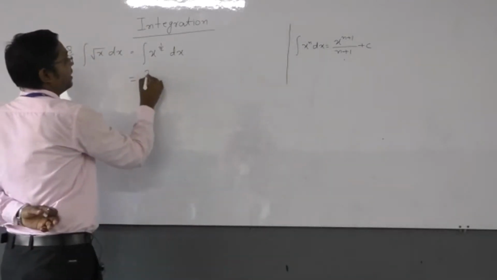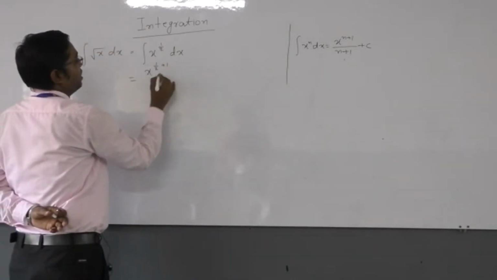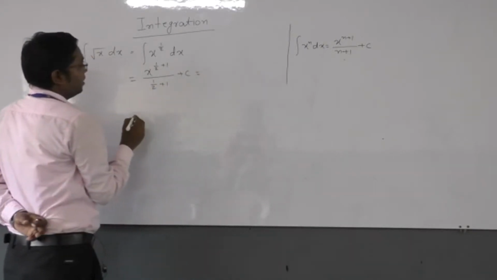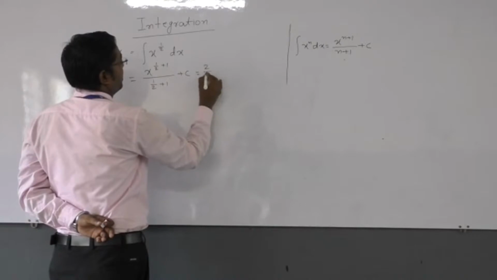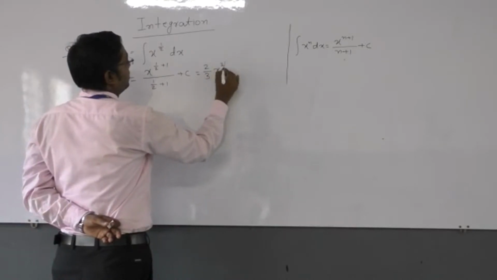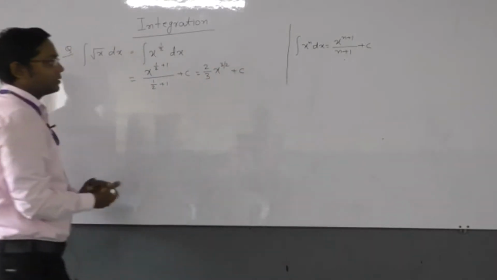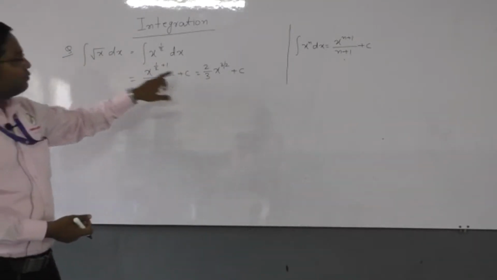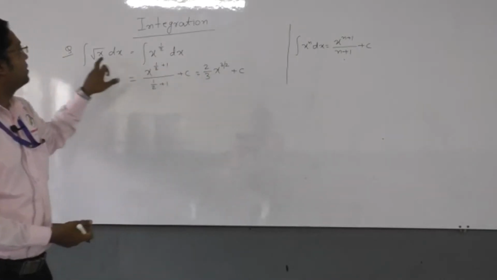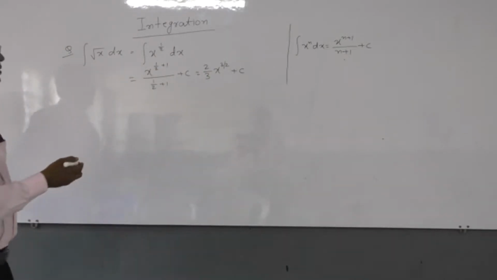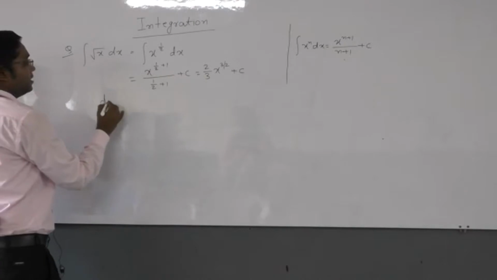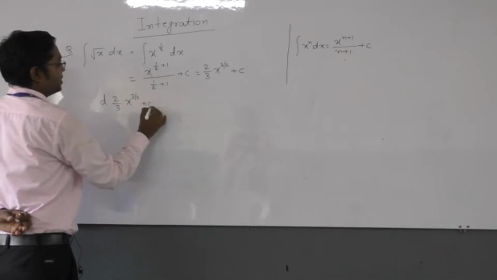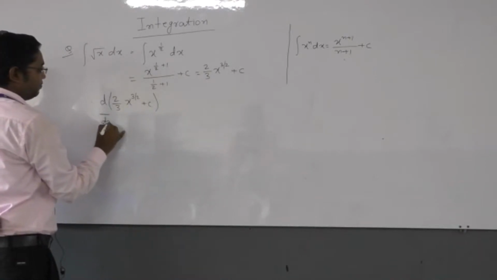So we can integrate like x raised n plus 1 divided by half plus 1 plus an integral constant. So after simplifying, we will get 2 by 3 x raised 3 by 2 plus integral constant. So this function is the integration of this. So if we differentiate this, we should get this root x. Let's check that. Let's find the differentiation of 2 by 3 x raised 3 by 2 plus c with respect to x.